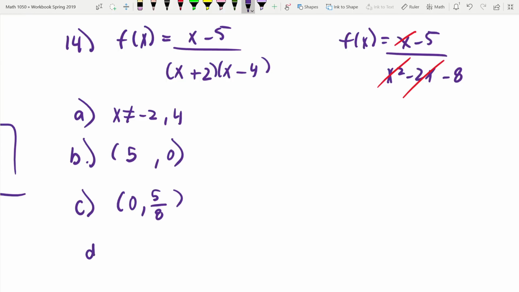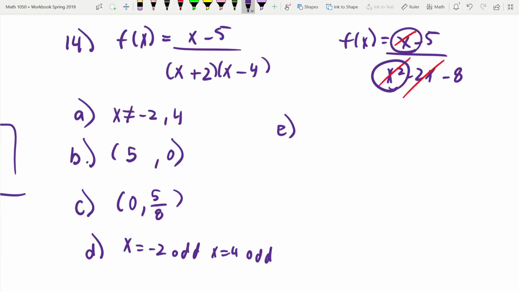Question D, the vertical asymptote, that comes from the bottom. So I have x equals negative 2 that's odd, and x equals positive 4 that is also odd. Question E, non-vertical. If you look at the multiplied out version, at biggest over biggest is x over x squared. So that is going to be a horizontal asymptote, and it's going to be at y equals 0.